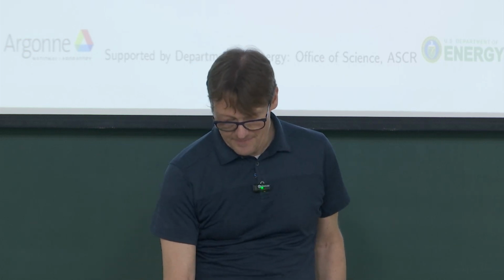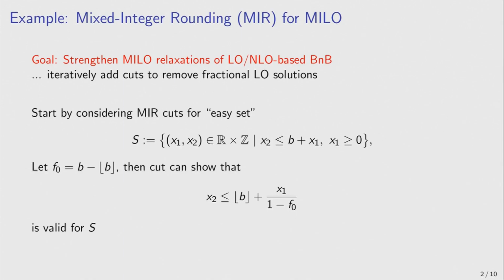But we're still thinking about generating cuts for our branch and cut algorithm. And so the goal is to strengthen mixed integer linear optimization relaxations so that we can solve them. The feasible set becomes smaller, for example, in our branch and cut algorithm. And so what we want to do is iteratively add cuts to remove fractional linear optimization solutions.